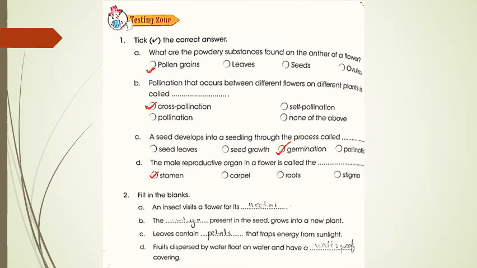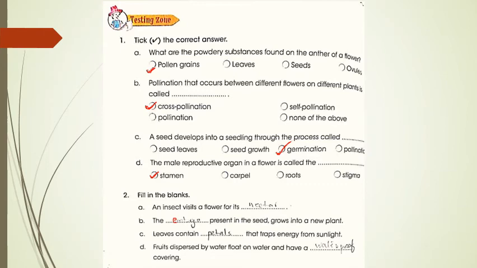Fill in the blanks. An insect visits a flower for its nectar. So write N-E-C, nectar. T-A-R, both spellings are used for this purpose. So, nectar. The dash present in the seed, the embryo, E-M-B-R-Y-O, the embryo present in the seed.